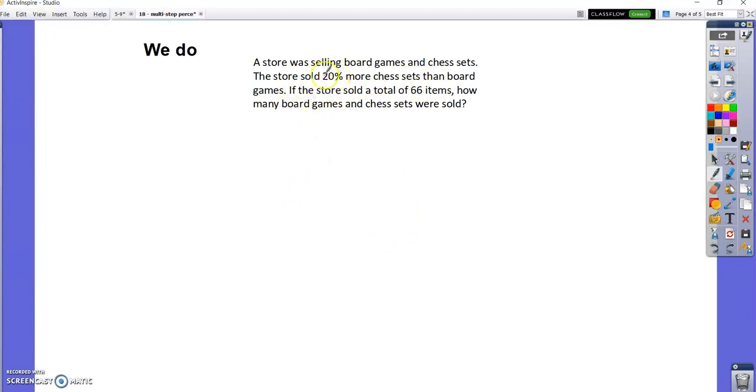I might need a lot of columns here, so I'm kind of thinking about, let's see, which one's less? 20% more chess sets. So I'm going to do the lower number first here. So let's say board games, chess sets, and total.